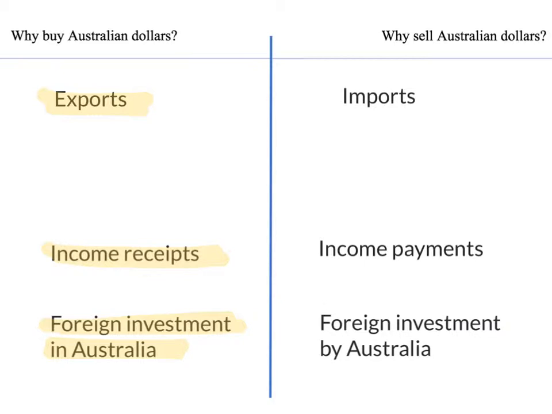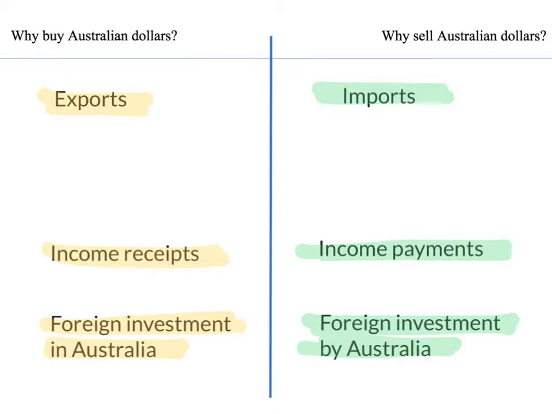And similarly, there are three reasons why somebody in Australia might want to sell Australian dollars and buy foreign currency. They might want to buy some goods and services from overseas. That's called imports to Australia. They might need to pay an overseas person. Say they need to send some money to a grandparent who lives overseas. They need to sell the Australian dollars, get the overseas currency to make the payment to their grandparent. Or thirdly, they might want to buy some overseas assets. They might want to buy some US shares. They need to sell Australian dollars, buy US dollars to buy the US shares.